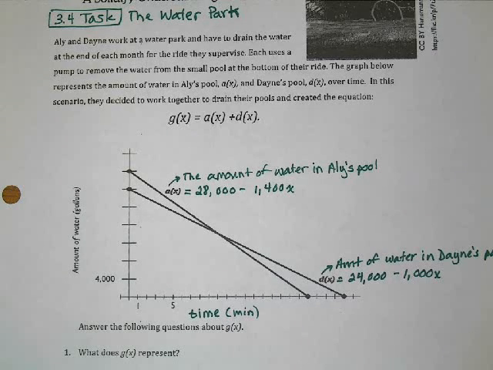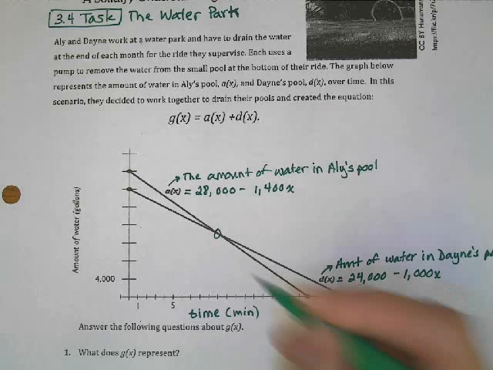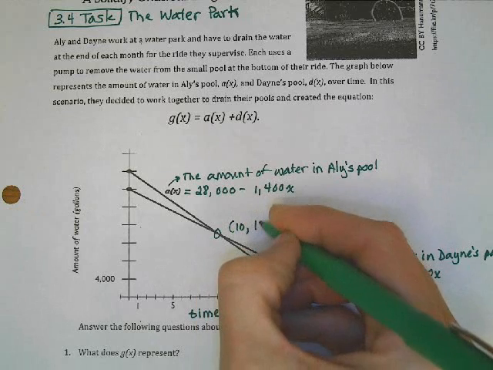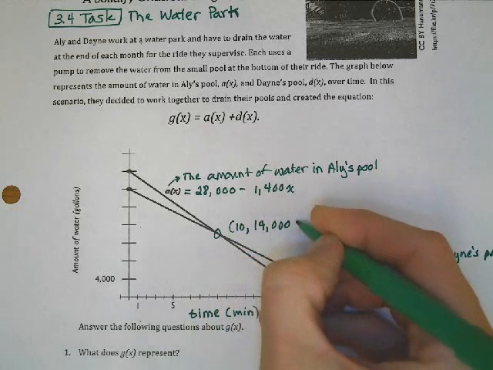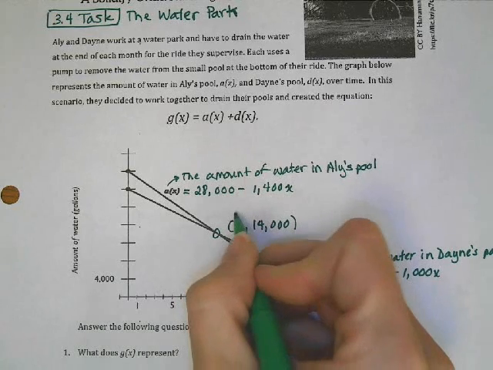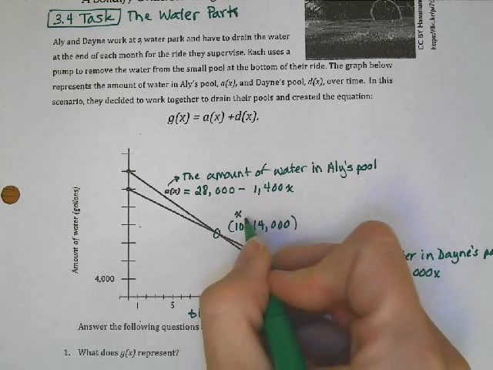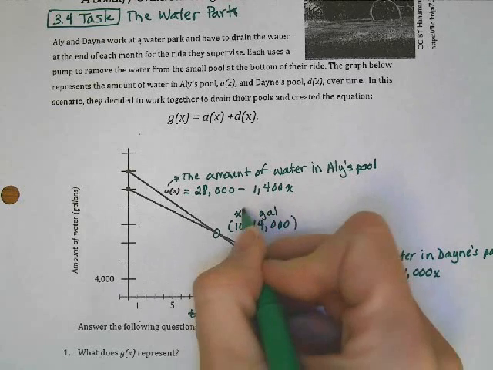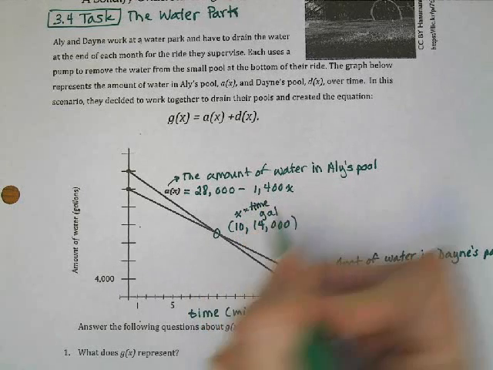One of the other things that you guys talked about was, although they started with different amounts and they drained at different rates, there was a time where they had exactly the same amount of water in each pool. And that occurred at their intersection point. And you guys correctly identified that as happening at 10 minutes. They each had a total of 14,000 gallons in each pool. So remember that each of these has a specific value. So x represents our time and this represents our gallons. So at 10 minutes, each had 14,000.